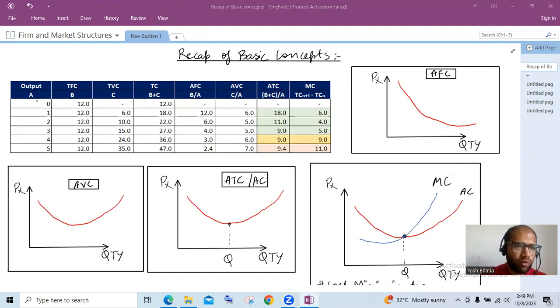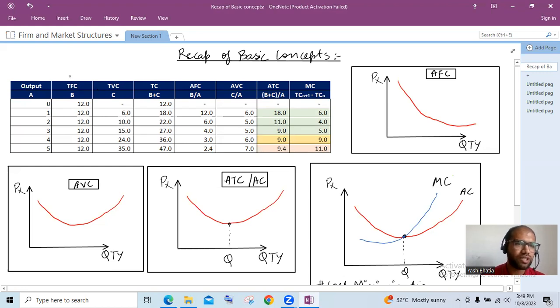Okay, let's have a quick look at this table which summarizes a few pieces of information about the cost of a firm whose output is given in this column A. Output is from 0 to 5. And second thing is total fixed cost is given.